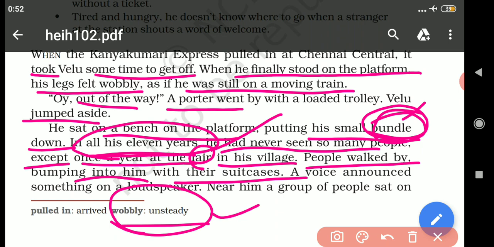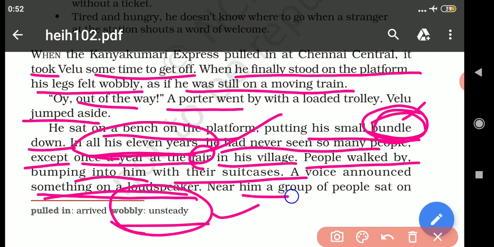A voice announced something on a loudspeaker. He also found someone making an announcement. आप तो वो देख सकते हो. Means in the railway platforms. Okay, PA system कहते हैं, public addressing system, right? PA systems are found in the railway stations. So he found there were some announcements from the loudspeaker.